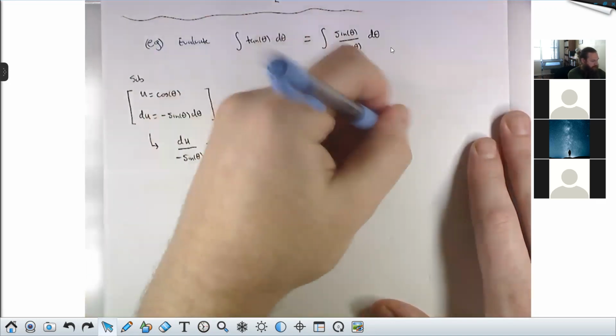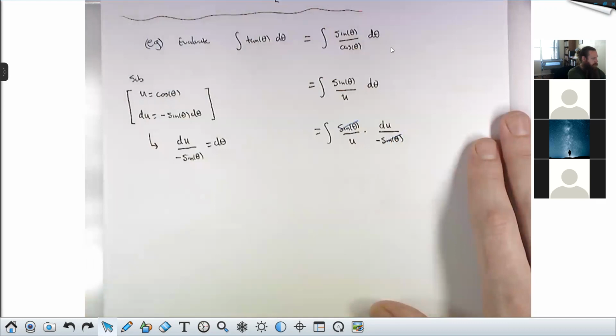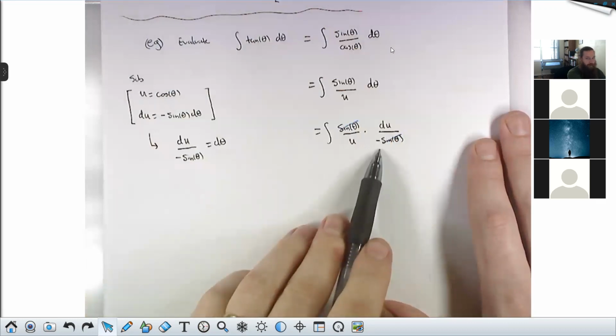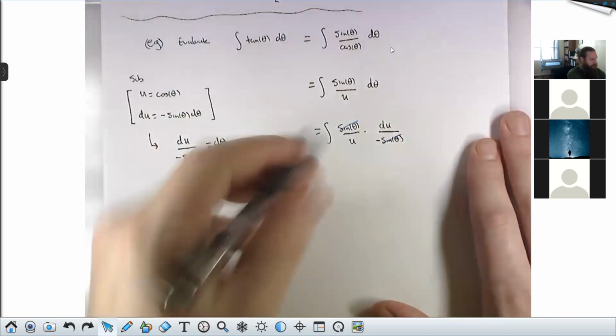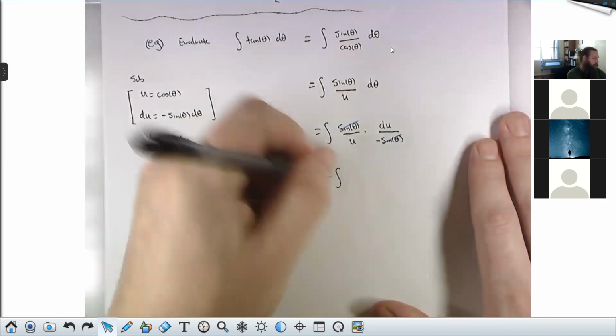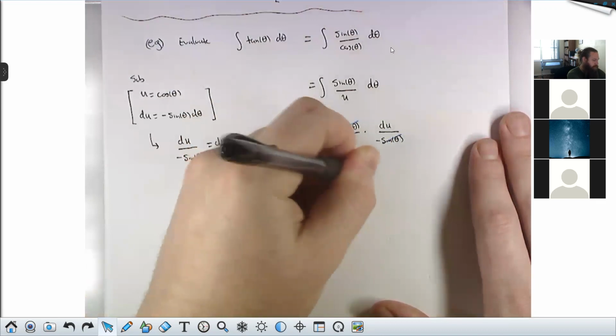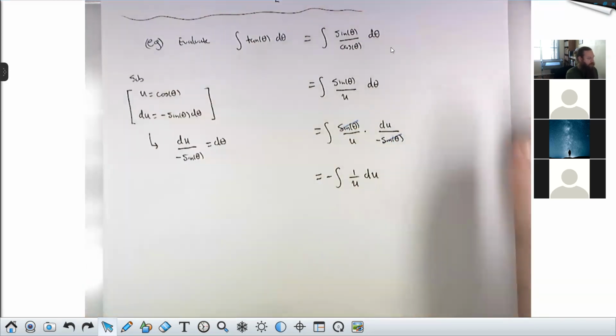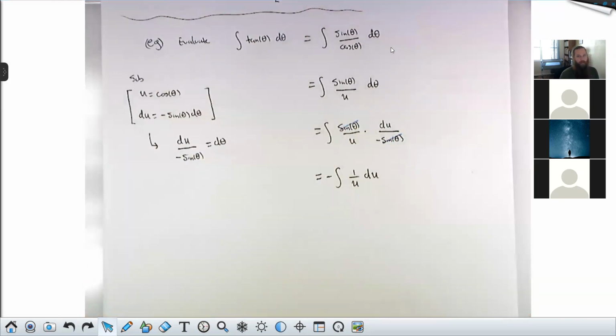We can cancel the sine thetas. There's also this factor of -1, which I'll move out front. And we get negative integral 1 over u du. And maybe you can see, thinking about what these steps would look like if we tried to sub for sine, what would go wrong, right?